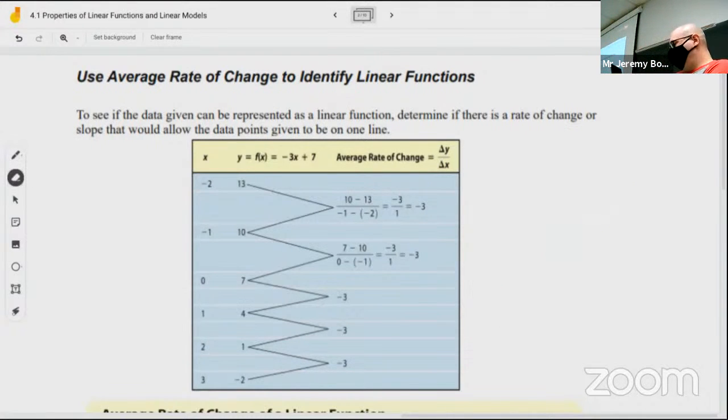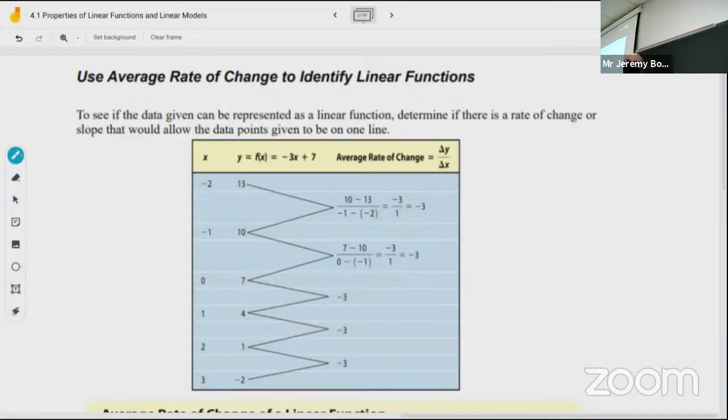So if you're given some data points like we have here, we have an x of -2, a y of 13, an x of -1, a y of 10. We got an x of 0, a y of 7, x of 1, y is 4, x is 2, y is 1, and x is 3, y is -2.